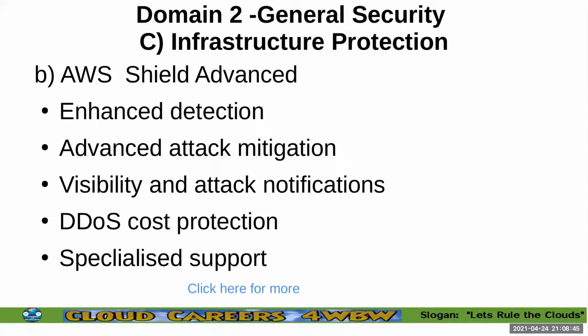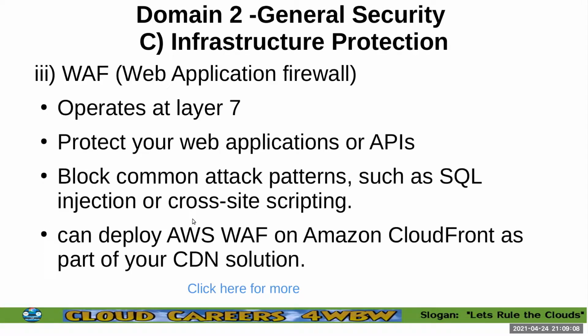So if the detection mechanisms that exist in the AWS Shield Standard are not okay for you, you can then buy AWS Shield Advanced, which comes with extra cost for enhanced detection and advanced attack mitigations. So that's basically all you need to know about that.